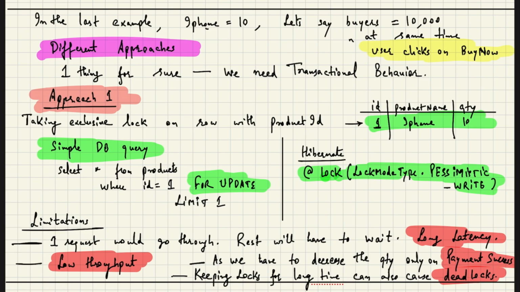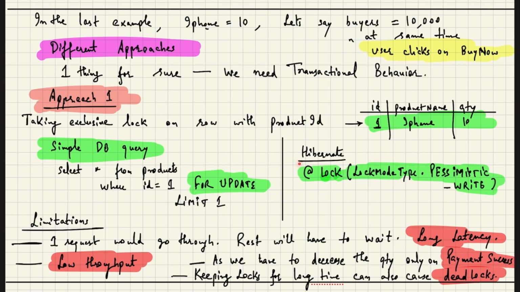Now we have to make sure that this lock is held until the payment is completed, right? Because if we release the lock before doing the payment, this item could be assigned to any other user. So we need to make sure that the lock is held until the payment is completed, right?